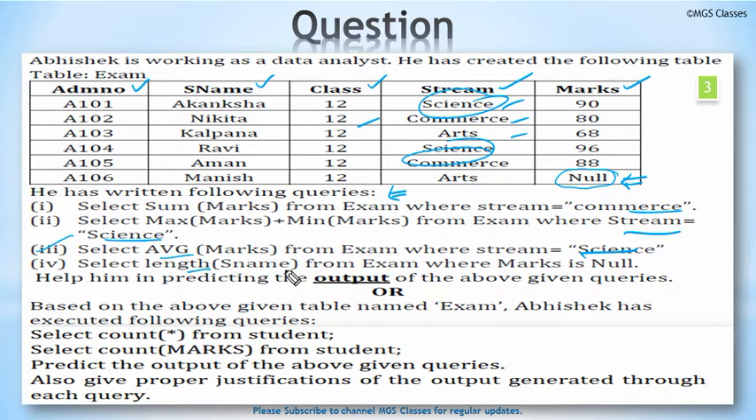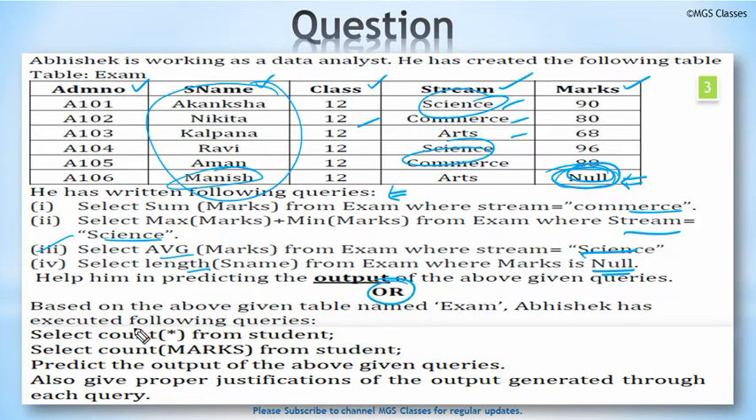Then select the length function, applying the length function on this particular column name, where the marks is null. He is interested in applying the length function only on that row whose marks is null. So only on that name it will be applied. We will see the outputs one by one.